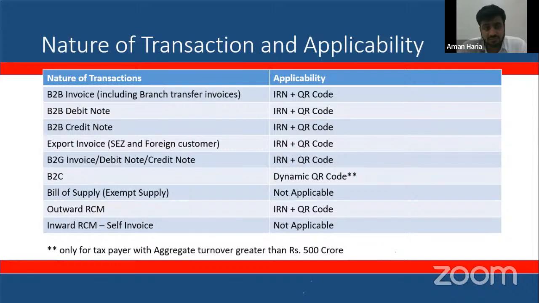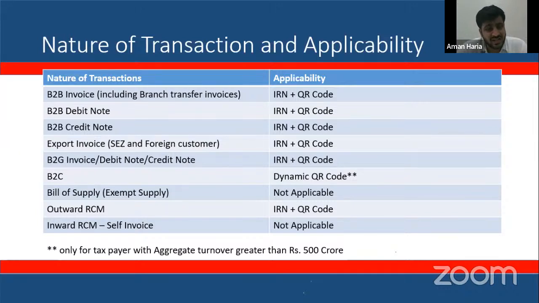Export invoices, whether you are issuing to an SEZ unit or you are issuing this invoice to a foreign customer, even in those cases you are required to generate IRN and QR code. B2G, business to government. So if you are dealing with any government entity who is registered under GST, or they have a GST TDS number, GST TDS deduction number, in those cases also you are required to generate IRN and QR code.